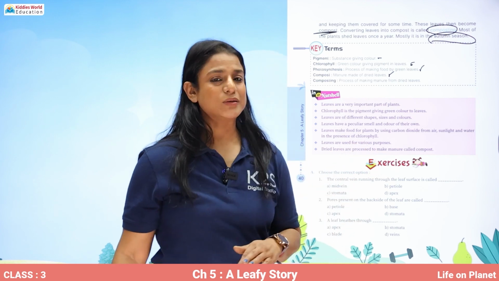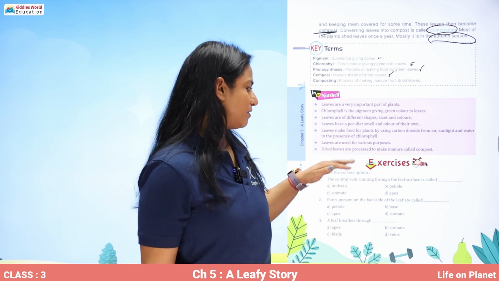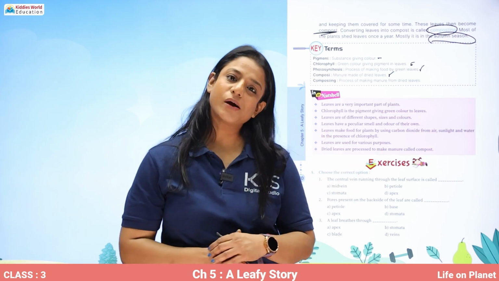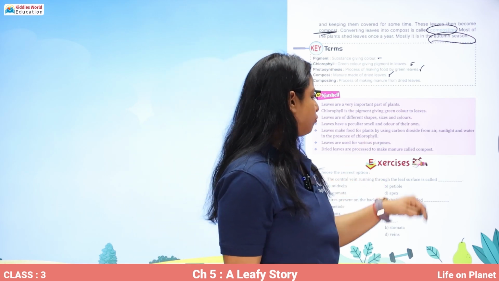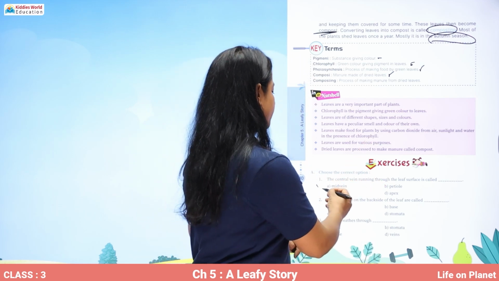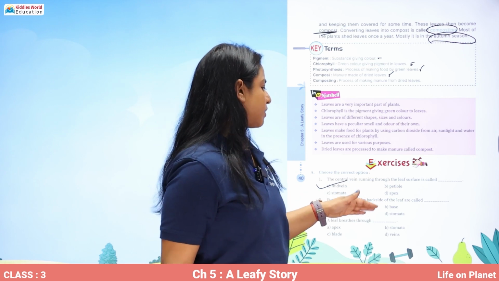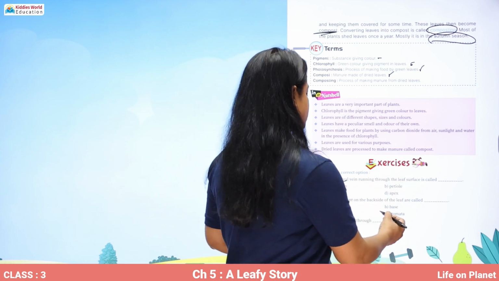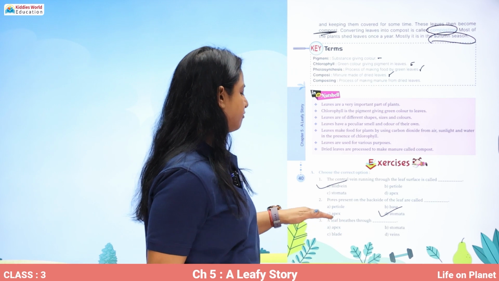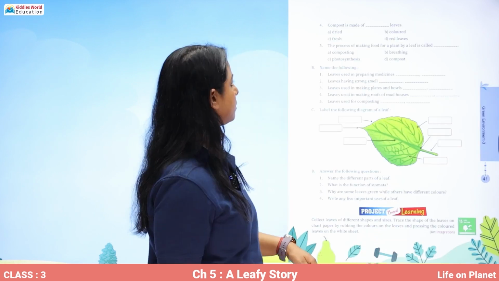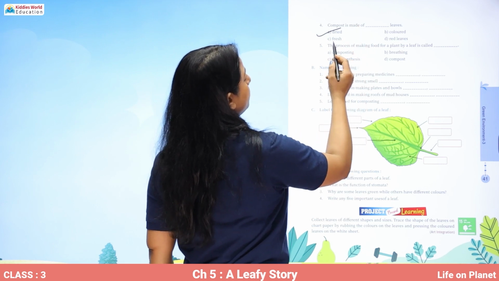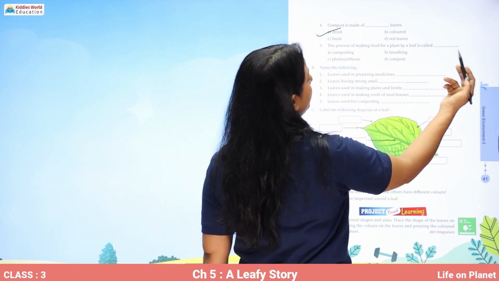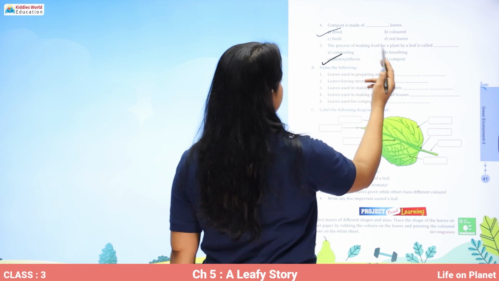Now you have to choose the correct option, and let's complete this exercise and see what have we learned in today's lesson. The central vein running through the leaf is called the midvein. Pores present on the backside of the leaf are called stomata. A leaf breathes through stomata. Compost is made of dried leaves. The process of making food for a plant by a leaf is called photosynthesis.